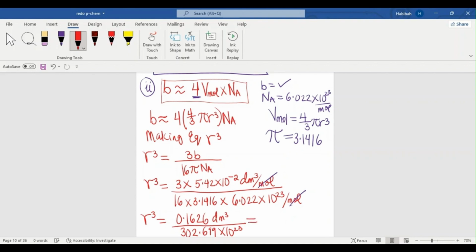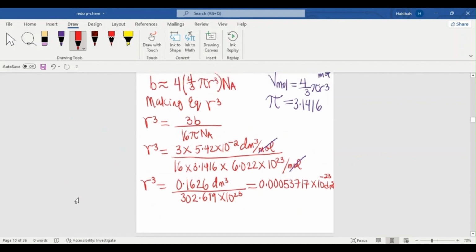So when you do all of that, you end up with 0.0005317 times 10 raised to the power of negative 3 dm cube. So that's it. Of course, we do the needful and say, sorry, not r cube. Now it's going to be r, and then we find the cube root of this value here. Of course, I'm going to rewrite this in a better way. That's going to be 5.3717 times 10 raised to the power of negative 27 dm cube. That's how you do it.